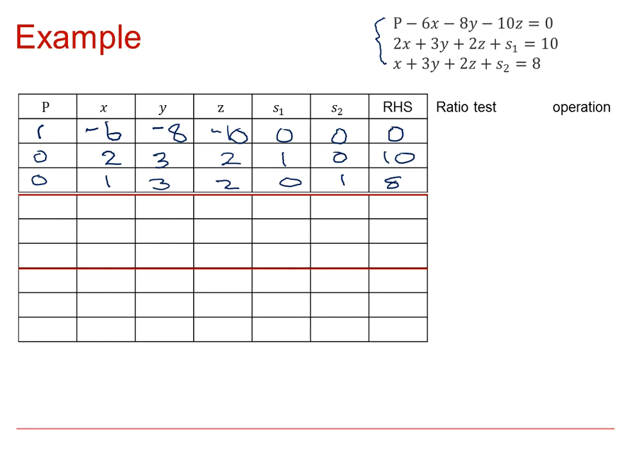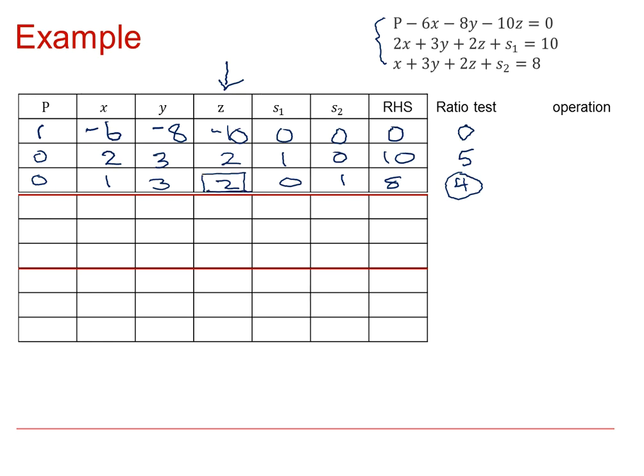You'll remember the ratio test is the right hand side values divided by the pivot column, and that the pivot column is chosen by the most negative entry, in this case the z column. So the ratio test will give me 0, and then 10 divided by 2 being 5 and 8 divided by 2 being 4. I'm looking for the smallest positive ratio test, which in this case was 4, and therefore this will be my pivot element.